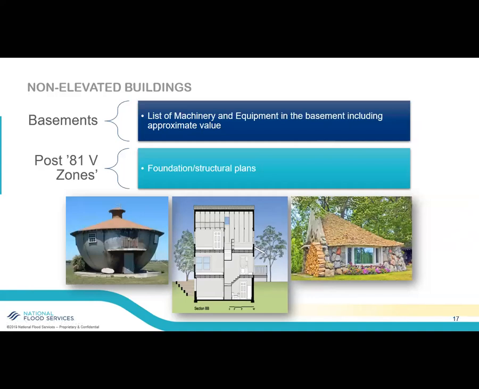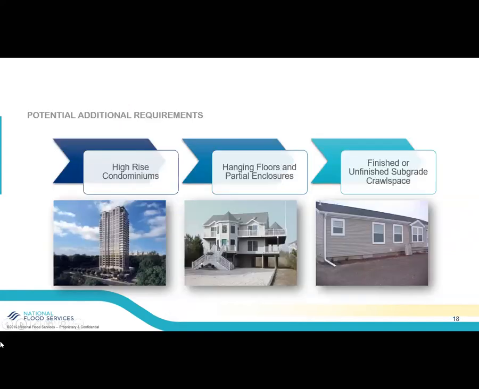Or if you have a post-81 V zone. This is a structure that's built in V zones, which stands for velocity, that was built after 1981. If you have a structure that's not elevated, that's not compliant with the rules of the NFIP, an underwriter is going to look at those specifically. They're going to look for anything that's obstructing, if it's elevated in any manner, if it's sitting on a slab. They're going to look at what the elevation is, because they're going to take a deeper look because it was not built in compliance. Doesn't mean higher premium, just means it wasn't built in compliance.